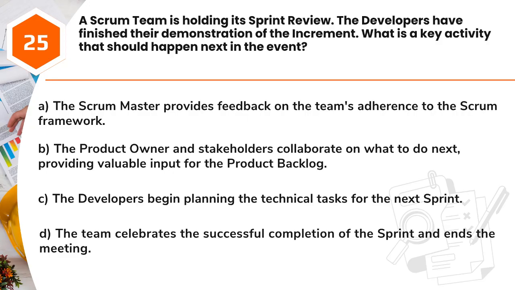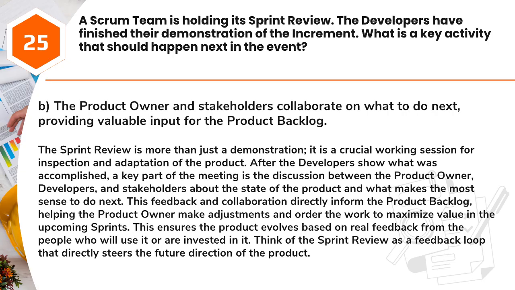Question 25. A Scrum team is holding its sprint review. The developers have finished their demonstration of the increment. What is a key activity that should happen next in the event? A. The Scrum Master provides feedback on the team's adherence to the Scrum framework. B. The product owner and stakeholders collaborate on what to do next, providing valuable input for the product backlog. C. The developers begin planning the technical tasks for the next sprint. D. The team celebrates the successful completion of the sprint and ends the meeting. Answer. B. The product owner and stakeholders collaborate on what to do next, providing valuable input for the product backlog.